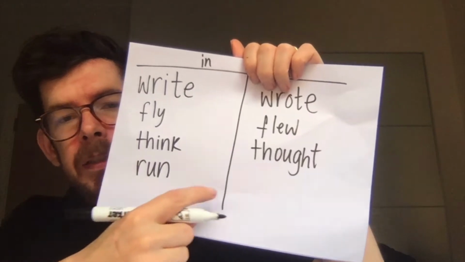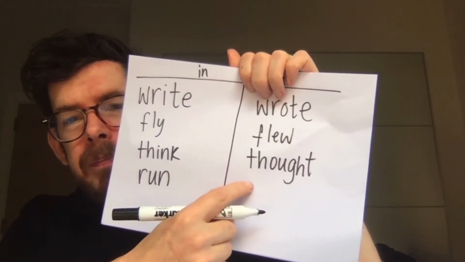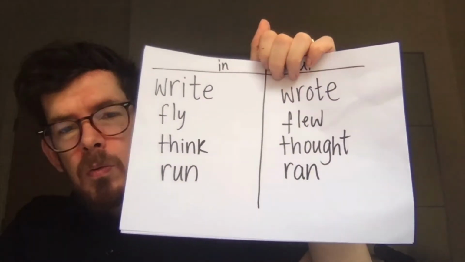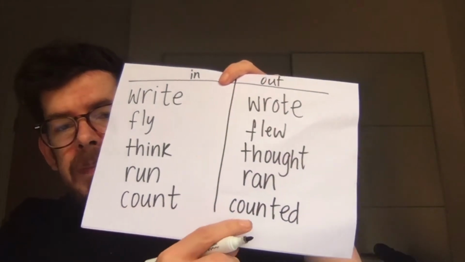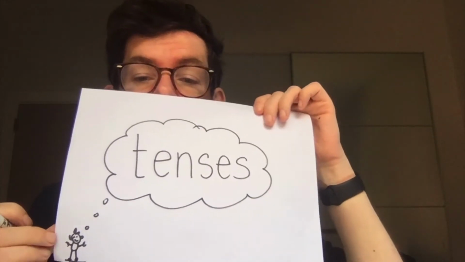Run is here. Focus over here. Ran. One more. Count. Counted. There we go. Count, counted. So, what we're really talking about here is tenses. It's called tenses. I don't know why it's called tenses, but I'll explain what I understand about it to you.